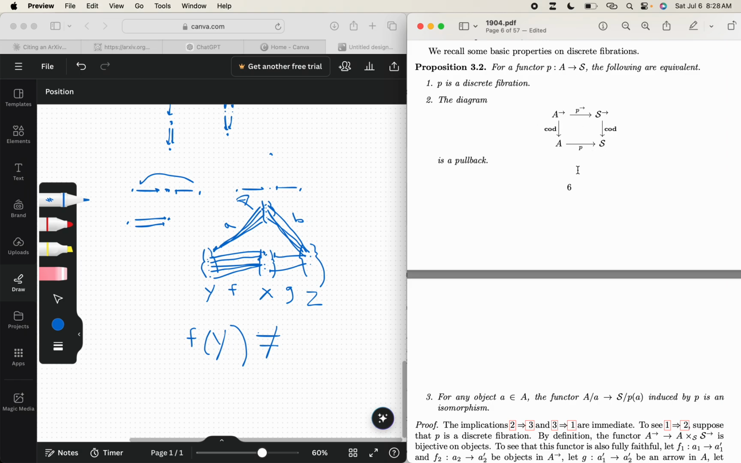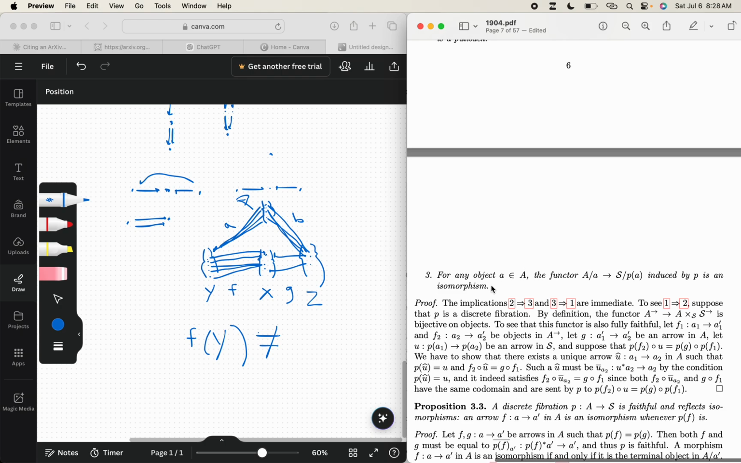And it opens many more questions to me, like, you can take the arrows in this direction, but what if you could take the arrows in the opposite direction? For any object A, the functor A over A, and I believe that's the slice category, mapped to S over P over A, induced by P, is an isomorphism.